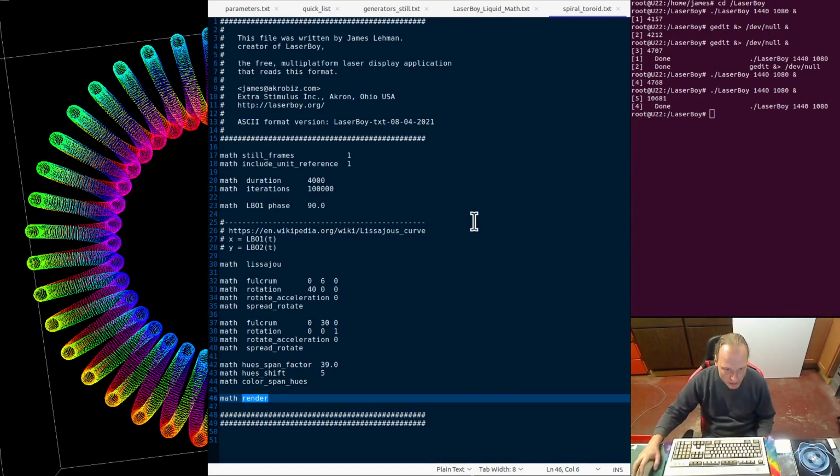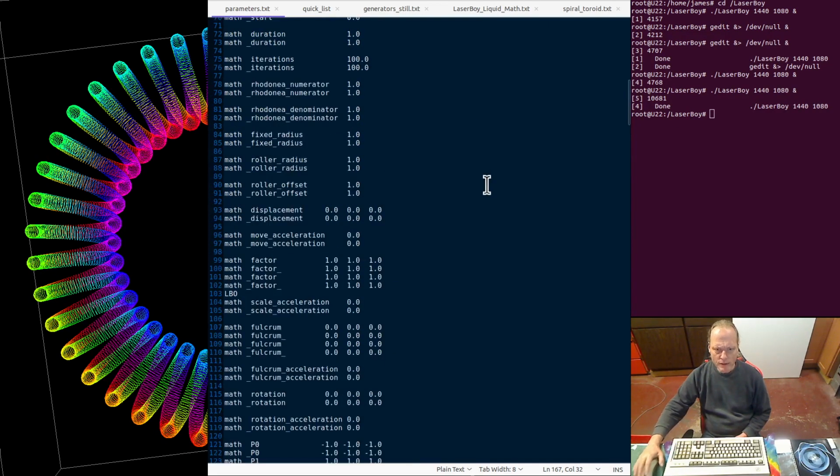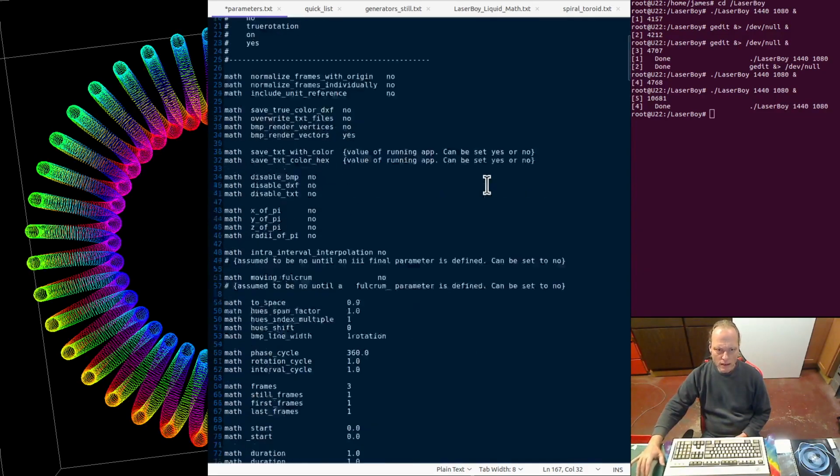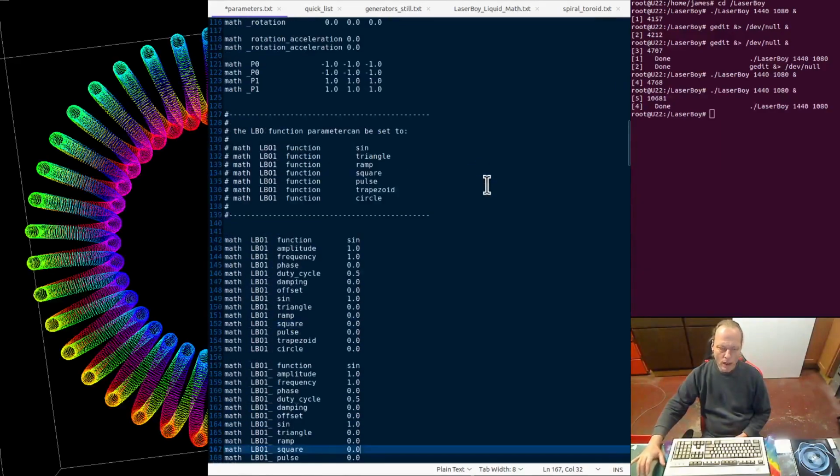Okay, so let's break this down a little bit. The LaserBoy Liquid Math script is based upon a set of predefined parameters. So these are all parameters, and these statements set their values. All right, all of these parameters are listed in the documentation for Liquid Math as parameters.txt, and you can see there's quite a few of them.